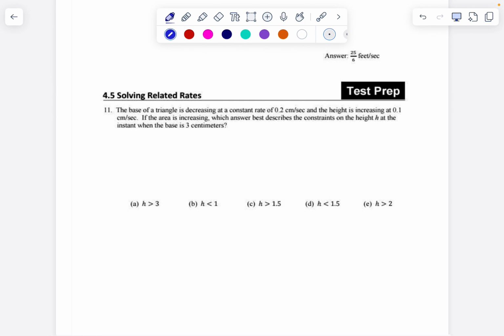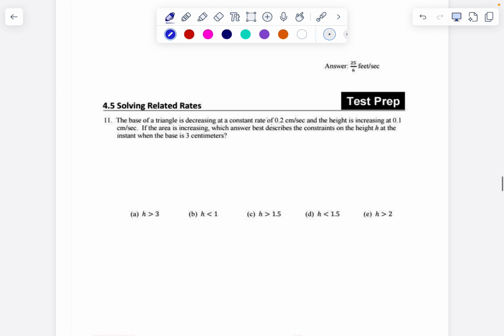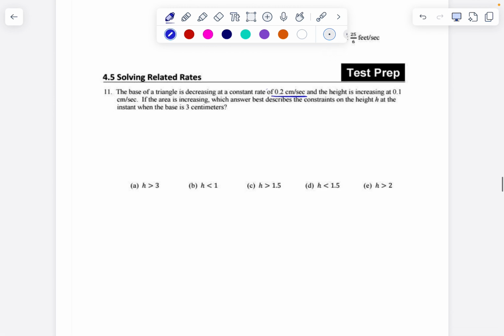All right, the base of a triangle is decreasing at a constant rate of 0.2 centimeters per second, and the height is increasing at 0.1 centimeters per second. If the area is increasing, which answer best describes the constraints on the height h at the instant when the base is 3 centimeters? All right, picture, that's an ugly one.